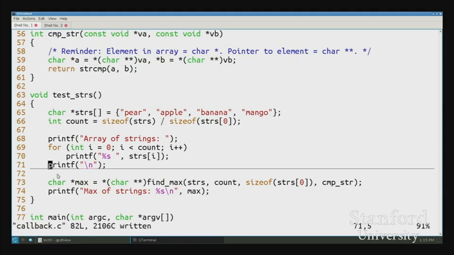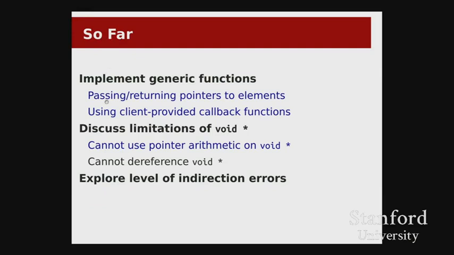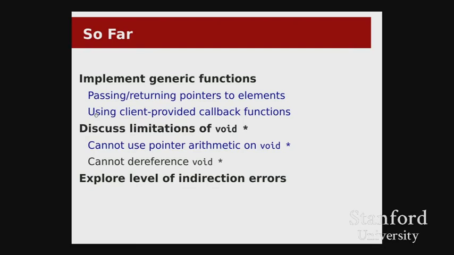I save just so that I can make sure I have this to show you later. And we'll go back to the slides. All right, so where are we? We've gone through one major example for the day, and I've highlighted in blue the things that we got to see. We saw that we cannot do pointer arithmetic on a void star. And we saw a workaround for that, which was that we could cast void stars to char stars. And that allowed us to do arithmetic on the actual bytes. And then we saw how to implement the findMax function, which let us look at passing and returning pointers to elements. And we got to see how to use a client-supplied callback function.